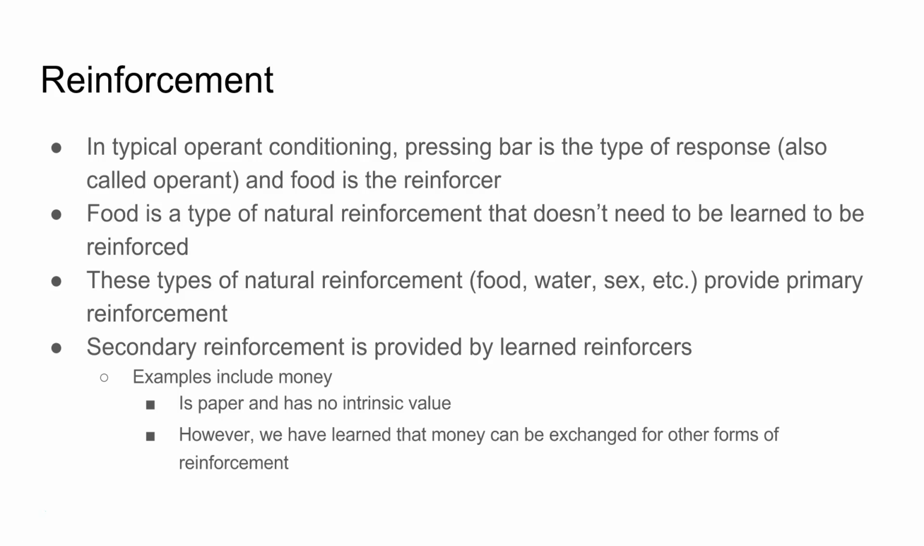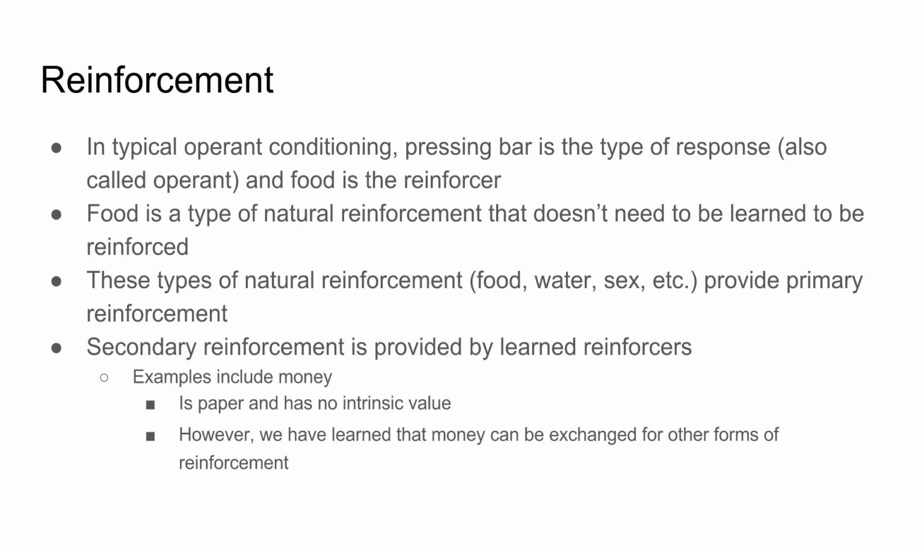So looking more broadly at reinforcement, the concept of reinforcement as it exists in operant conditioning. Again, in that example, pressing the bar is a type of response, and this is also called the operant, hence operant conditioning. And the food is what we refer to as the reinforcer. A reinforcer is something that reinforces the behavior, that gets it to continue happening. And there are two types of reinforcers: natural reinforcers and secondary reinforcers.